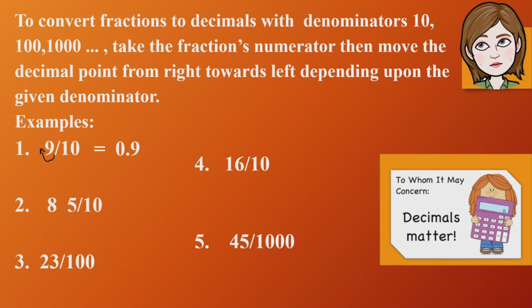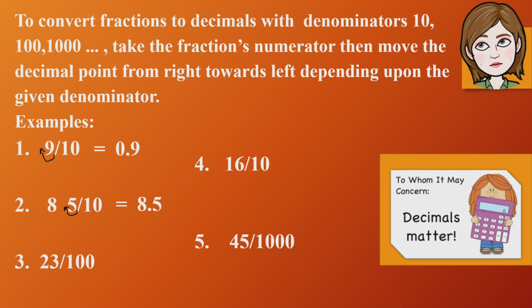For number 2, we have 8 and 5/10. So since the denominator again is 10, move one step towards left. From here again, count 1. So your decimal point will be placed here. And since 8 is whole number, the answer will be 8.5 or 8 and 5/10.